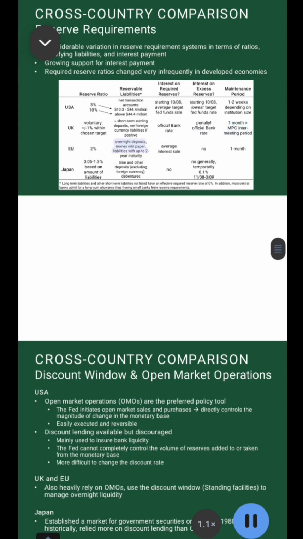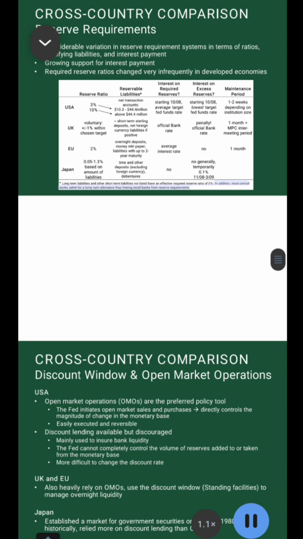EU, 2%. Overnight deposits, money market paper, liabilities with up to 2-year maturity, average interest rate number 1 month. Japan, 0.05 to 1.3%, based on amount of liabilities. Time and other deposits excluding foreign currency debentures. Generally temporarily 0.1%. Long-term liabilities and other short-term liabilities not listed have an effective required reserve ratio of 0%.